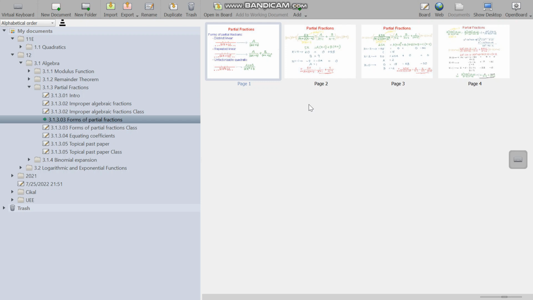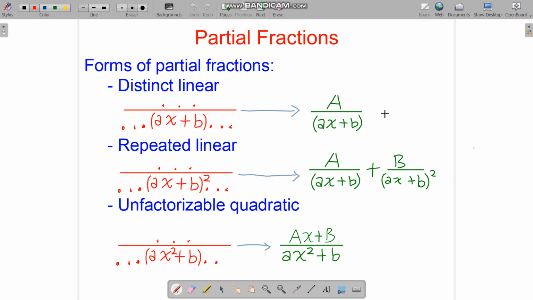Hello everyone, this video is about partial fractions decomposition. We have three types of partial fractions. If you see this in the denominator, we use this form, and if we have this in the denominator, we use this form, and if we have this in the denominator, we use this form.